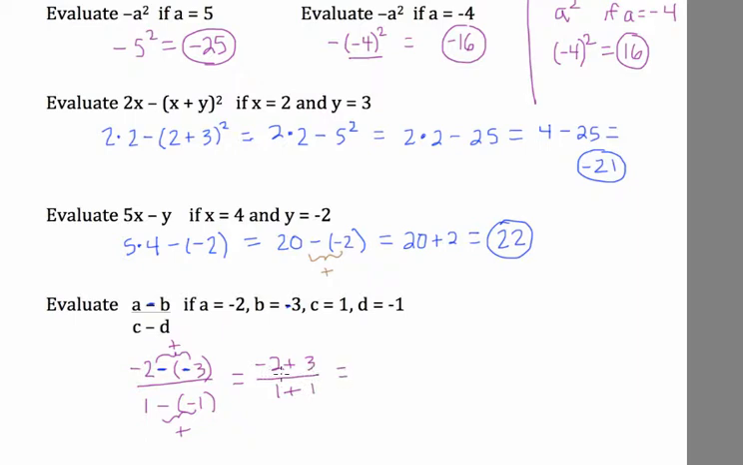-2 plus 3, think money, lose 2, win 3, that's a gain of 1. And a 2 on the bottom, 1/2, or 0.5.